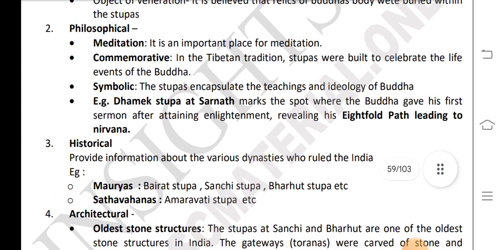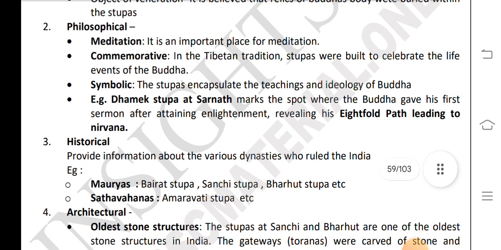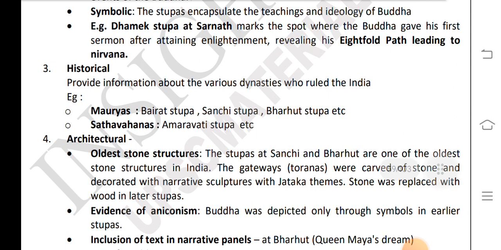Stupas were built to venerate and safeguard relics and remains of the Buddha at sacred places along with the monasteries, viharas. Later, stupas were included in the chaityas, which is a prayer hall. Circumambulation path: an important Buddhist ritual around the path surrounding it. Object of veneration: it is believed that relics of the Buddha's body were buried within the stupas.